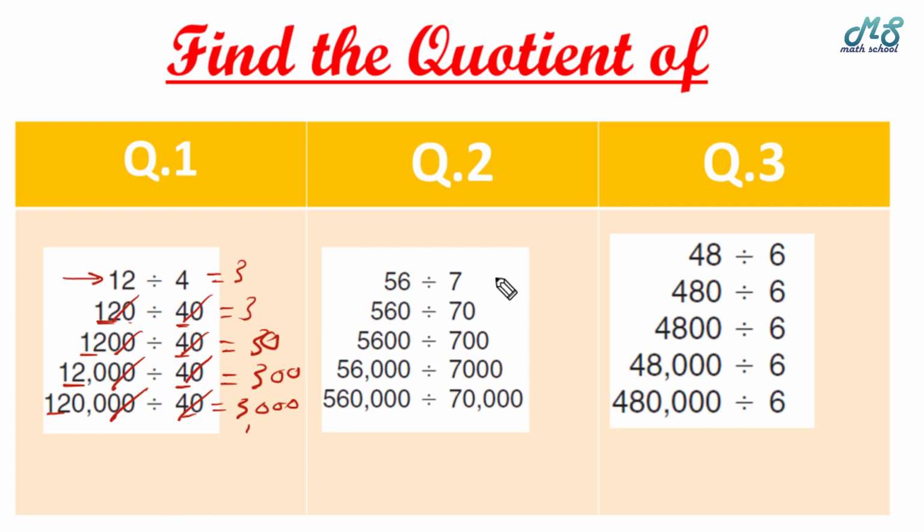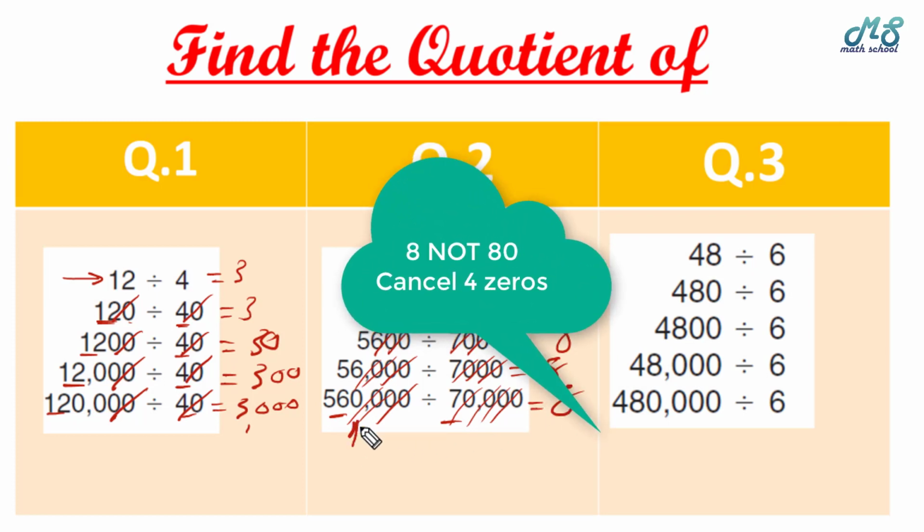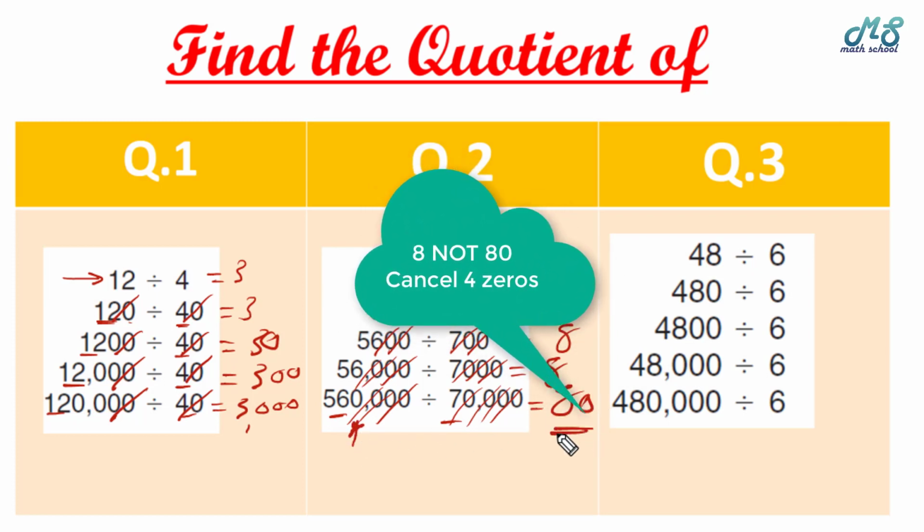Next, 56 divided by 7 equals 8. This is the main fact. Next, just cancel 0. It will be 56 divided by 7 equals 8. Next, cancel double 0. It will be 56 divided by 7, it will be 8. Next, cancel triple 0. Now it will be 8. Finally, guys, cancel 4 zeros. It will be 56 divided by 7 equals what? Equals 8. Don't forget, we have just 1 extra zero, so it will be 80.